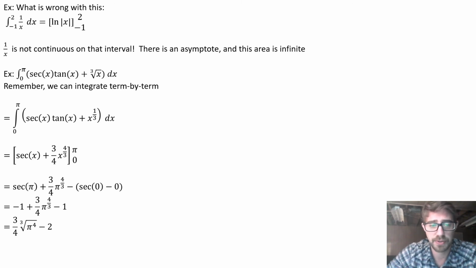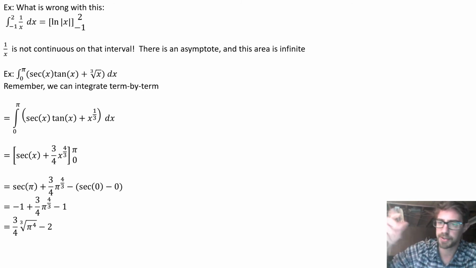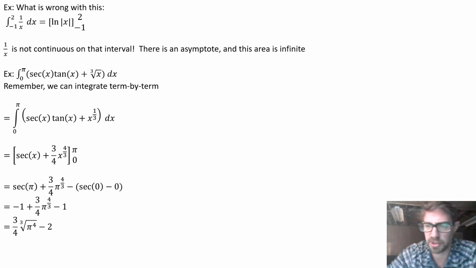It's 3/4. I changed pi to the 4/3 to the cube root of pi to the 4th, and then minus 2. You don't have to do that. You can leave numbers as fractional exponents. You know, we say don't simplify your answer too much if you don't have to. It's kind of nice too because it is an area.